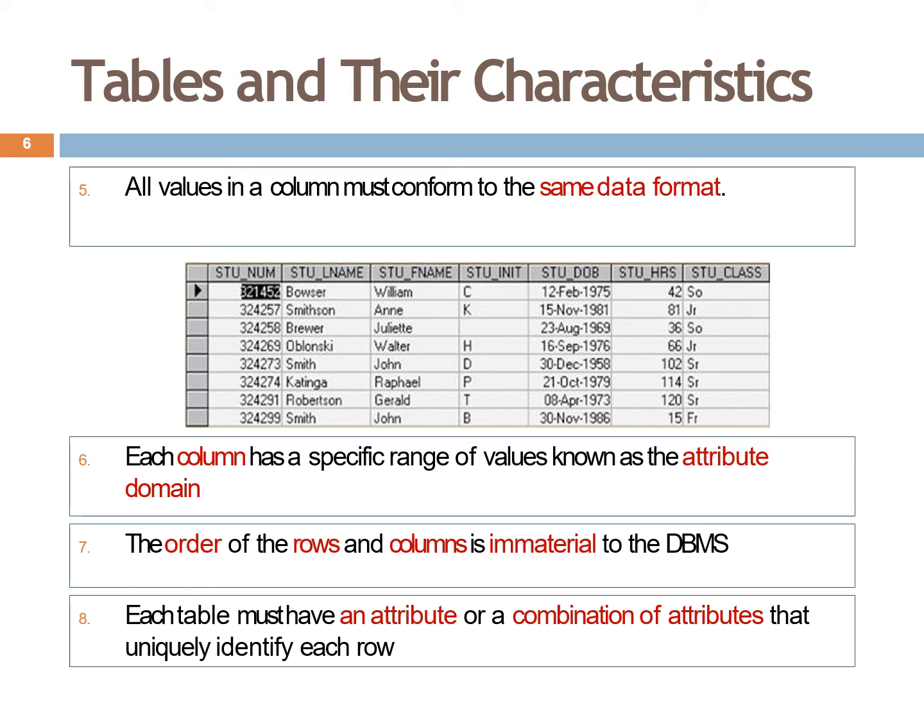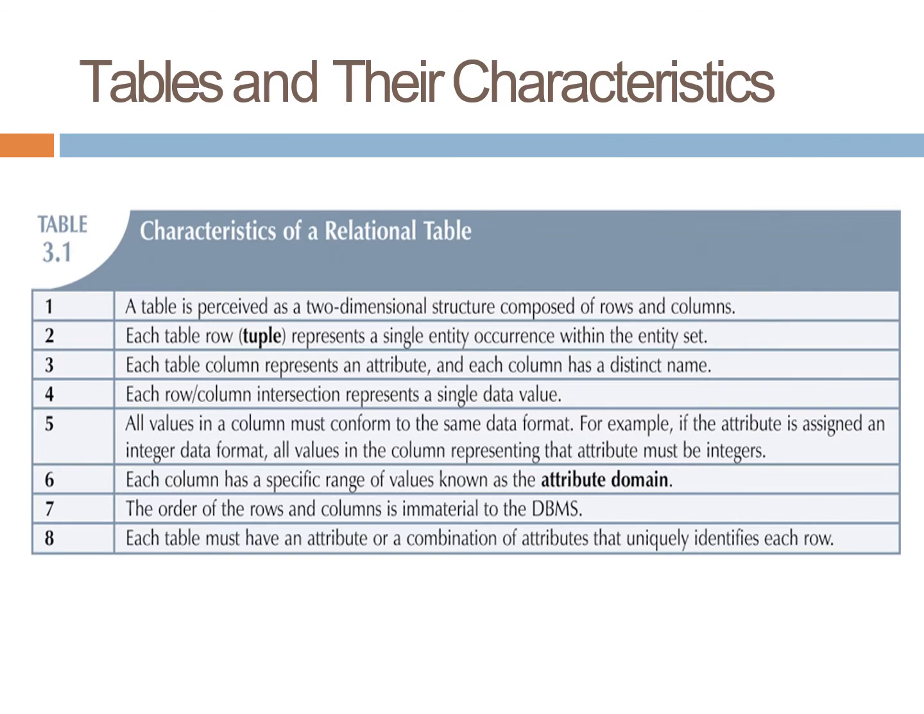The order of the row and column is not important in a database. Yeah, how you keep it, because the main idea about a database table is to store the data. Okay, each table must have an attribute or combination of attributes that uniquely identifies each row. Yeah, later we will look at this attribute, which is also known as the key attribute. Okay, these are the tables and their characteristics. You need to read through. These are important characteristics of a table.